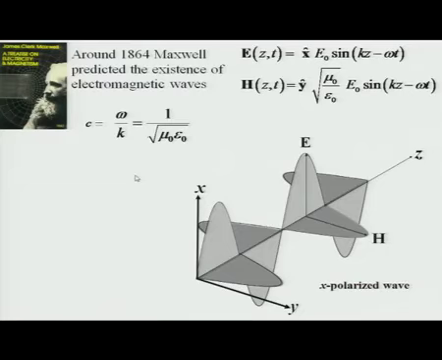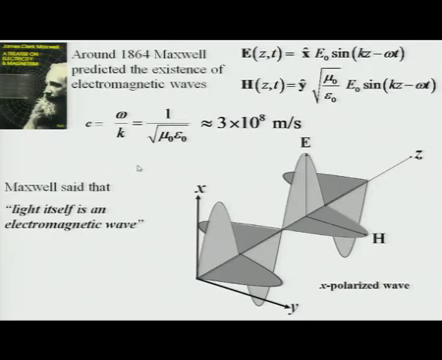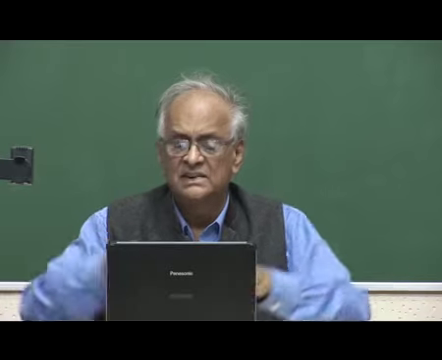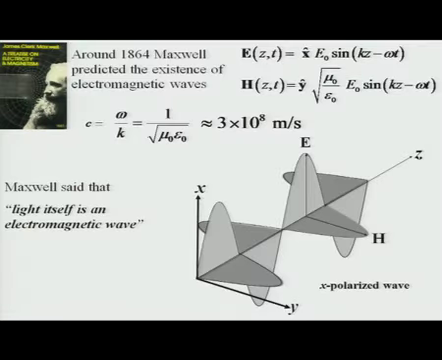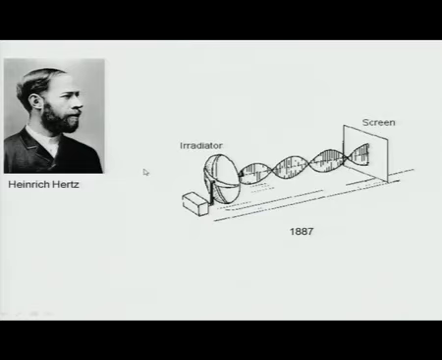So, therefore, the velocity of the electromagnetic waves is about 300 million meters per second, and Maxwell said that light itself is an electromagnetic wave. This is said to be one of the greatest syntheses in the development of science, that optics, the study of light, and the study of electricity and magnetism come under one umbrella.